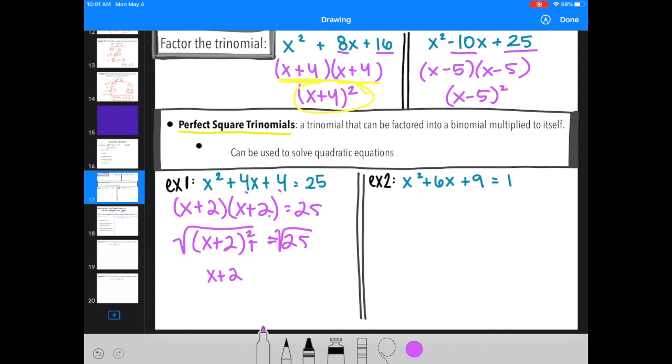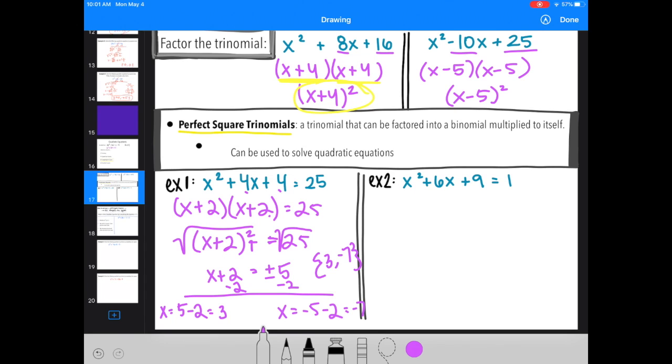So when I take the square root of that, that leaves me with x plus 2 because my square root and exponent cancel out. And then I have the square root of 25, which equals plus or minus 5. So to solve, I'm going to split that up. So I'm going to say minus 2, minus 2. So I will have either x is equal to positive 5 minus 2 or x is equal to negative 5 minus 2, which I solve and get 3, or I solve and get negative 7. So my final answer for this one is 3, negative 7.